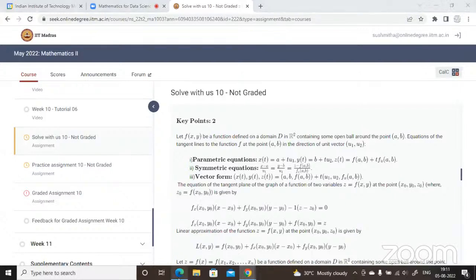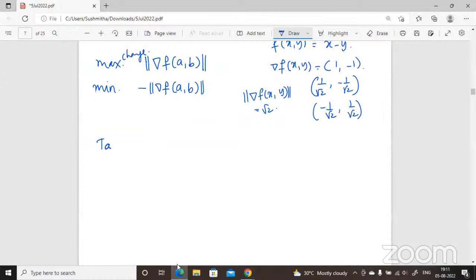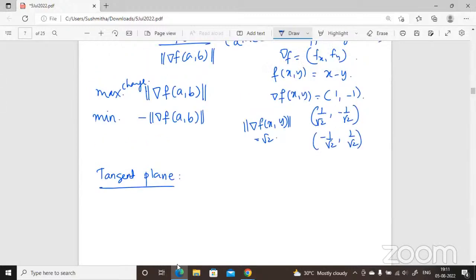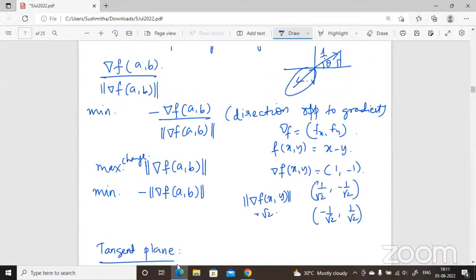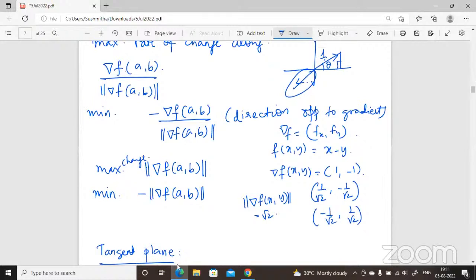Ma'am, in the previous question, f of x, y is x minus y. If it is some other function where del f by del x is in terms of x and y, then how do we find this? Then you will evaluate at that point. I chose it this way so that you will get a number directly. Say you have 2x, you'll be given a point at which you have to evaluate. Okay, ma'am. Thank you.